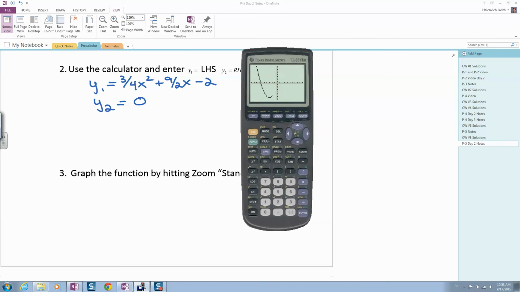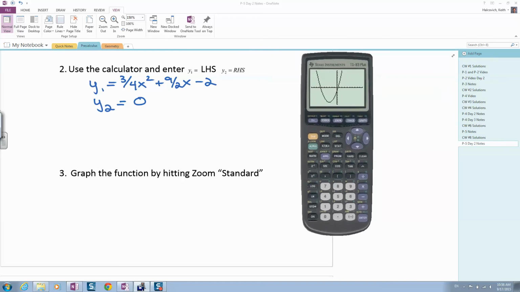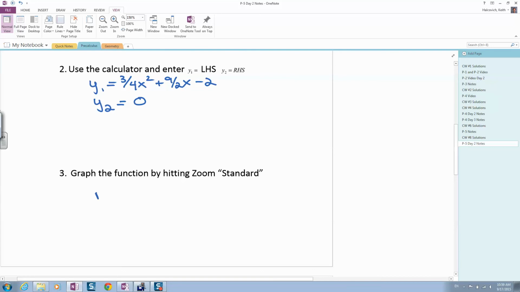Now, one thing you want to remember when you're graphing quadratic equations is to get the standard window. If you don't see what I see, you go zoom, and then number 6 is standard. And that gives you the standard 10 by 10 window. So the domain is negative 10 to 10, and the range is negative 10 to 10. That is the standard window.